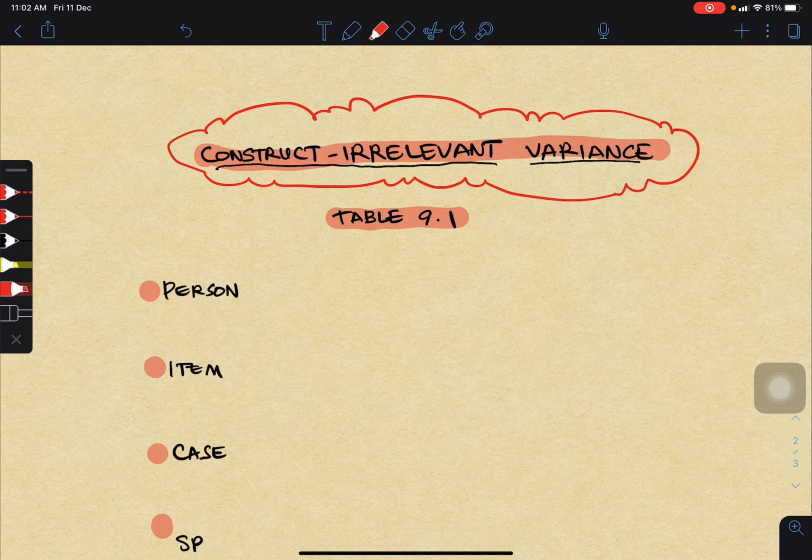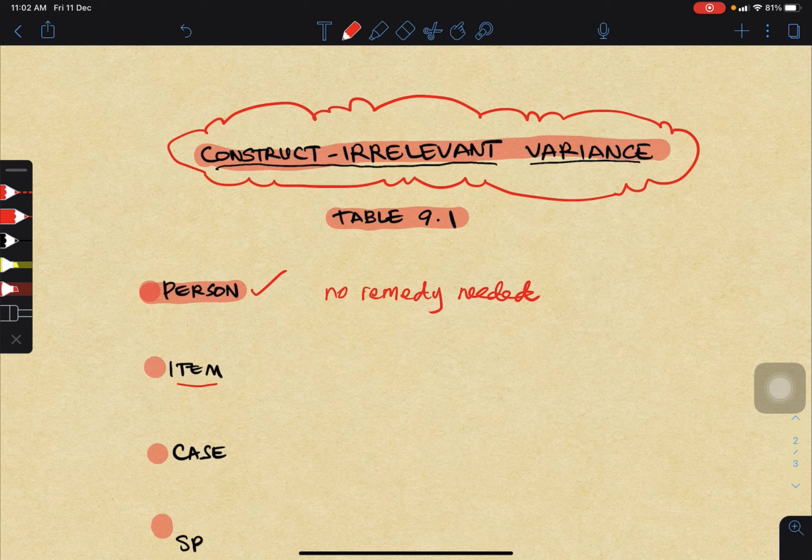So let's look at the person first. The person meaning the candidate, and the difference can be that one candidate has more competency, more of the construct, than the other candidate. So this one we are not too worried about. This is the one which we actually want to see, so we don't have to do anything about it. No remedy needed, as written in the table.